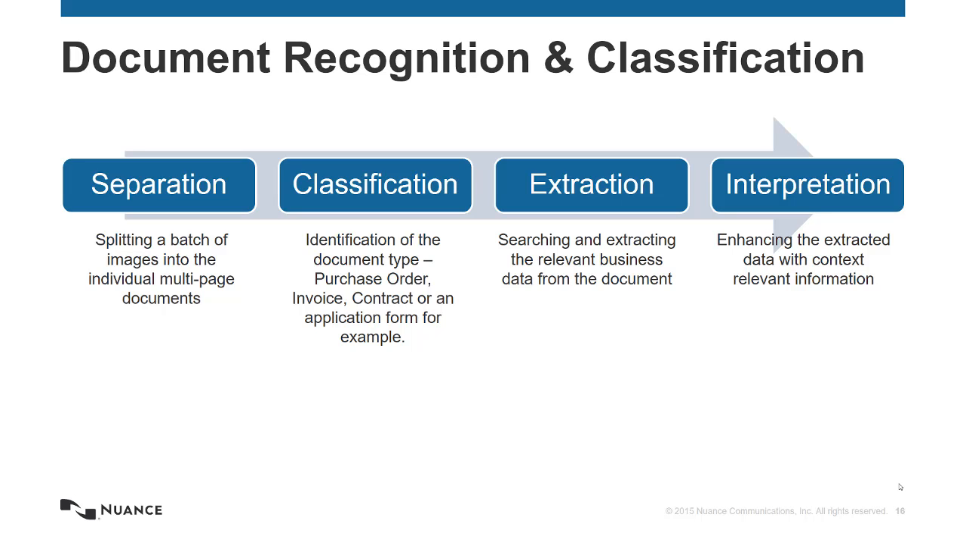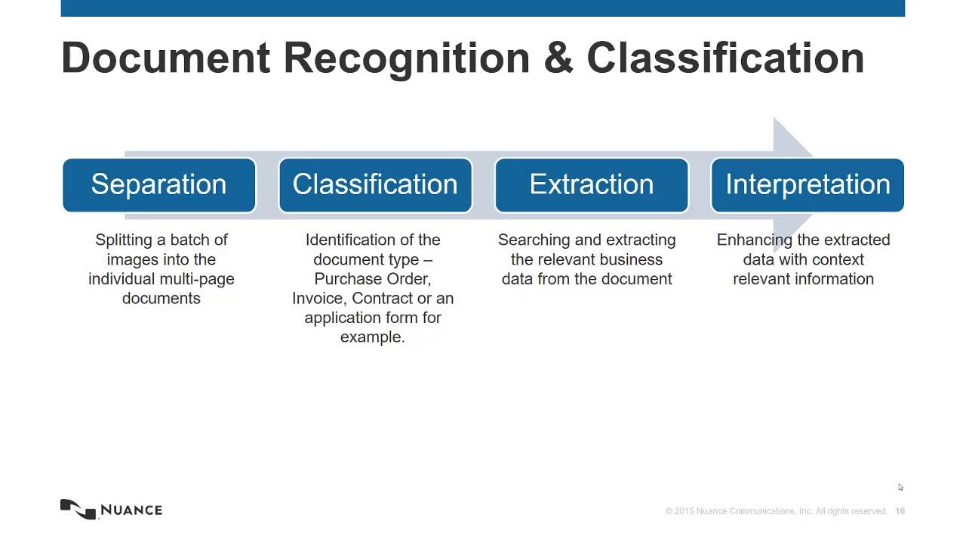Once we know the document type, then extraction can take place, searching and extracting the relevant business data from the document. Whether that's extracting the invoice-based information from an invoice, the purchasing information from a purchase order, or the job applicant's details from a job application form, the extraction is based on the document type classification.